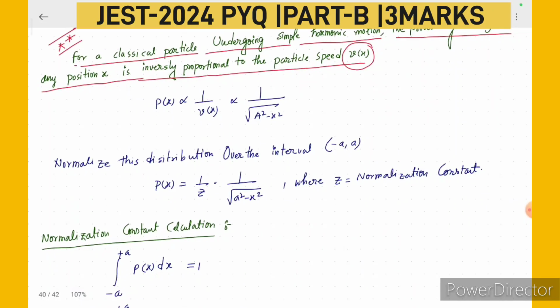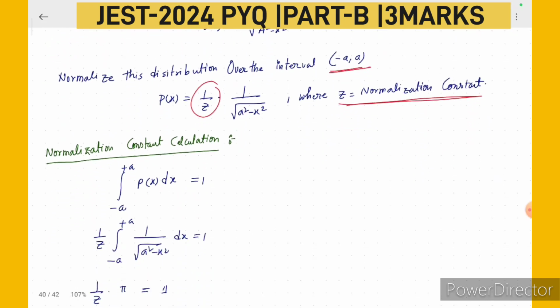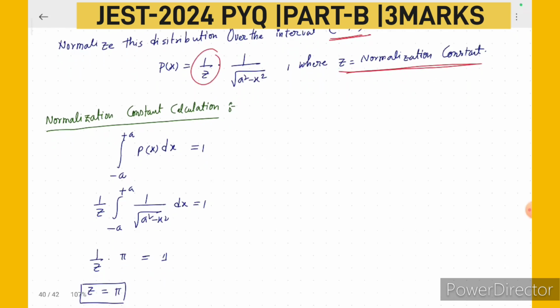Now normalize this distribution function over the interval minus a to plus a. That is, p of x equals 1 by Z times 1 upon root of a squared minus x squared, where Z is the normalization constant. Now find the normalization constant, the value of Z. The integration limit is minus a to plus a, because obviously the amplitude varies from minus a to plus a.